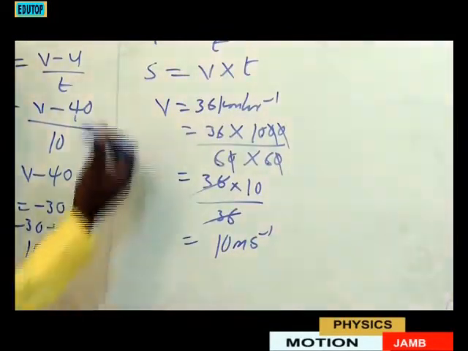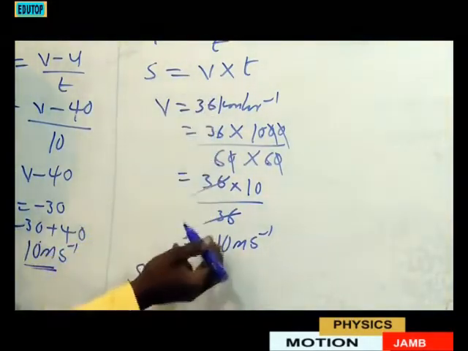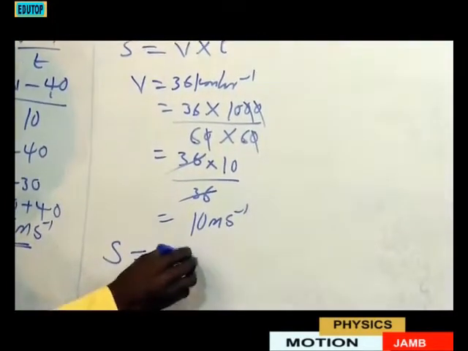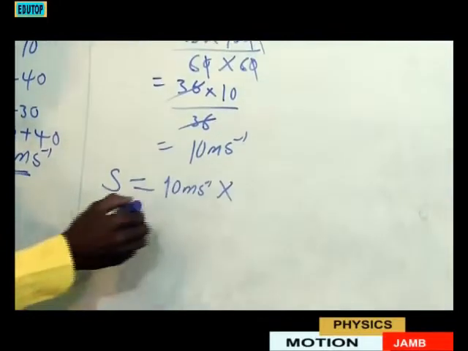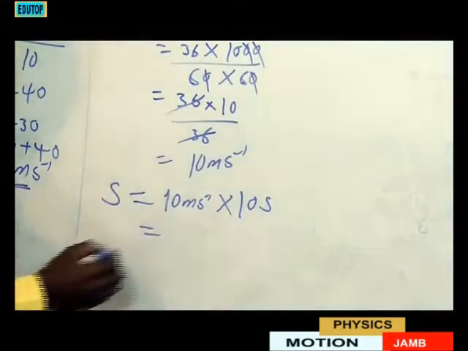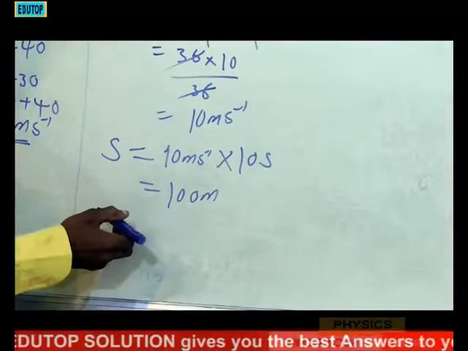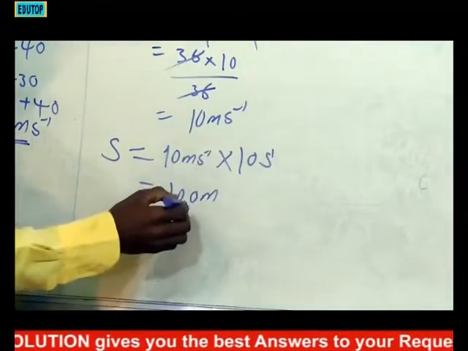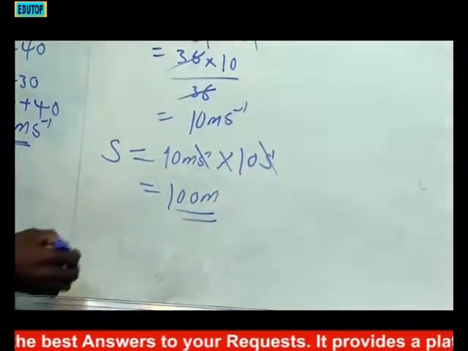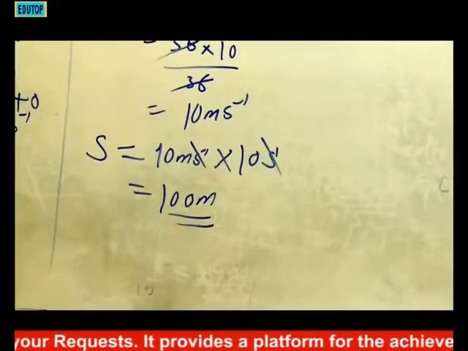Then the work is simple now. Distance will now be equal to V, which is 10 meter per second, times time, which is 10 seconds. 10 times 10, 100 meter. This is raised to power 1. This one, we cancel this. Then we have 100 meter. That is the distance, 100 meter.